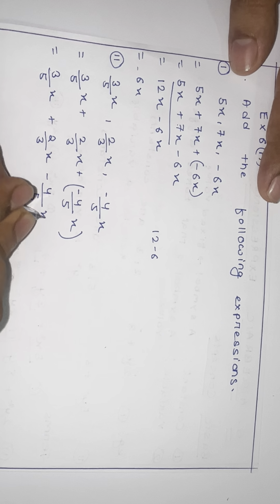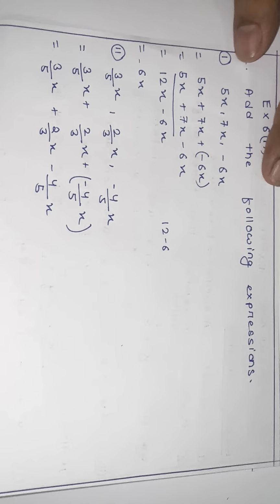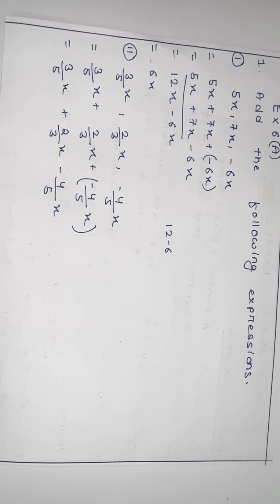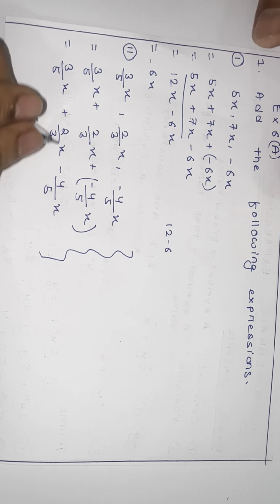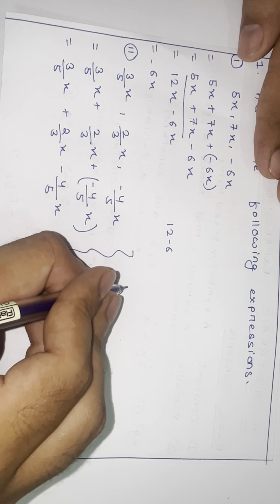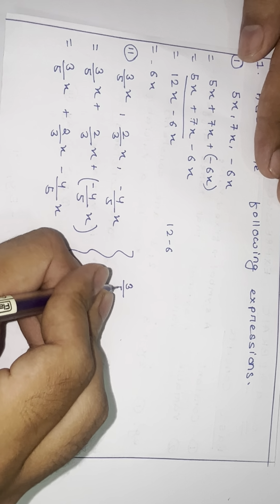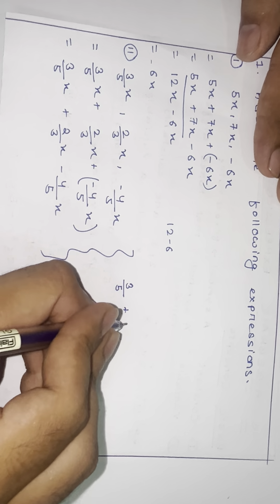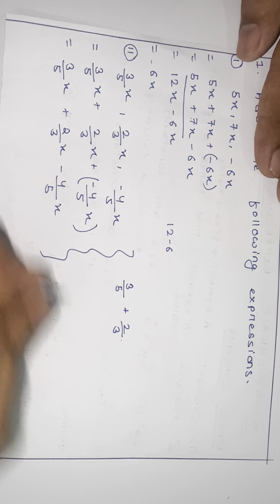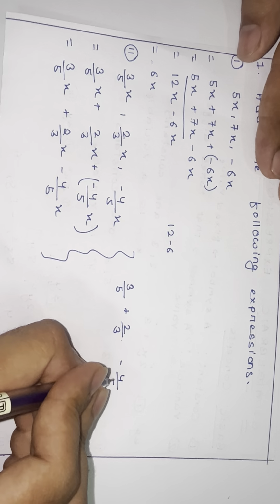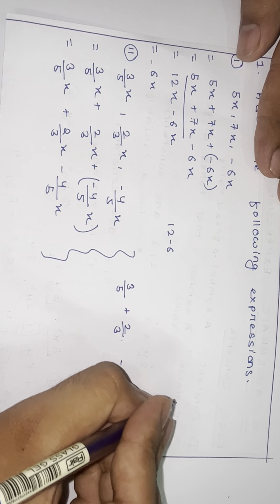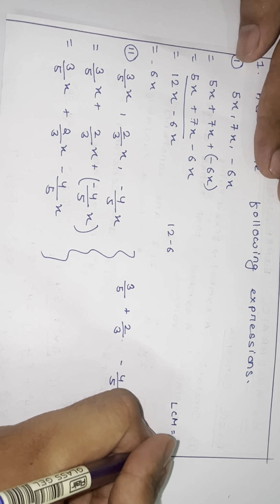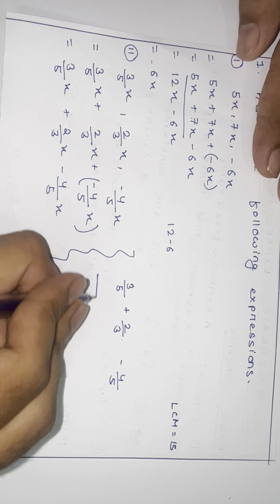Plus minus what? Minus. Now what we need to do here is just add the numbers. I will do it on the side. Just write the numbers on the side. I have 3 by 5, plus 2 by 3. This is a short way to do these questions. Minus 4 by 5. Now find the LCM of 5 and 3. LCM is 15. So we'll make everything equal to 15.